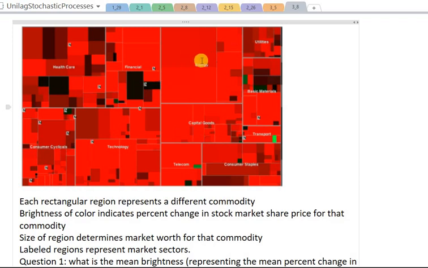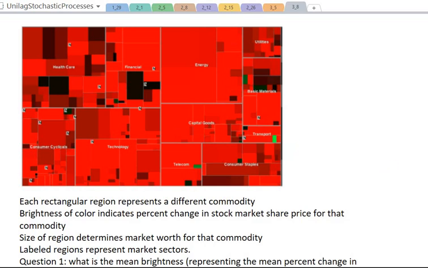So we have these different rectangles. They're different brightnesses. They're also different sizes. The size of the region determines the market worth for that commodity. So for instance, a large rectangle represents a large share of the market. A small rectangle represents a small share of the market. So this black rectangle represents a commodity that takes a fairly small share of the energy market and that decreased in percent market share price. So the question is, what about the mean percentage change in the entire market?